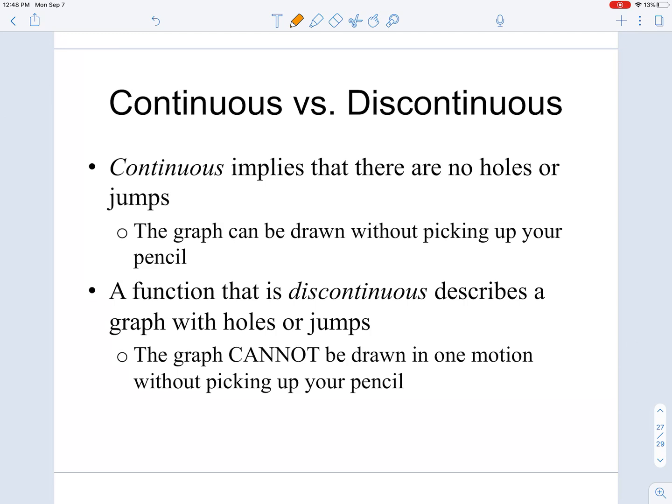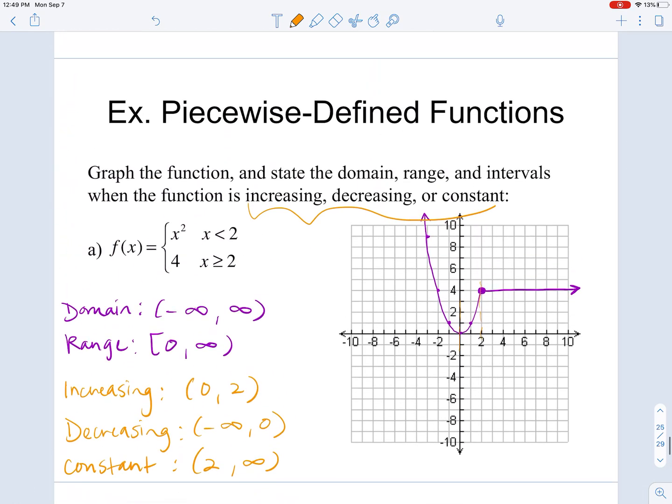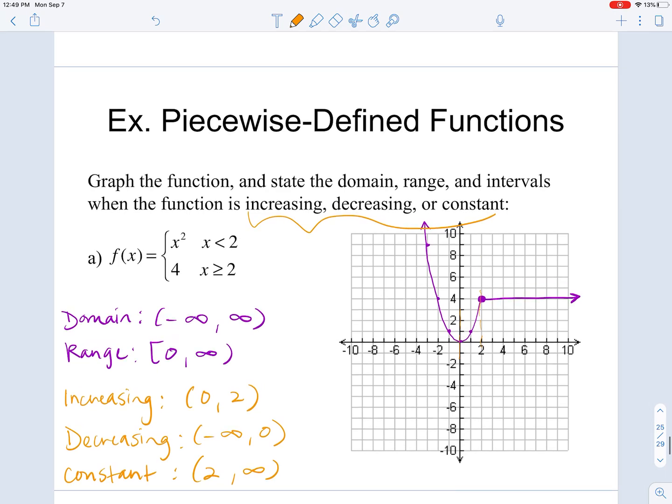Okay, and then the last thing we're going to talk about is continuity, so where a function is continuous versus discontinuous. This will be discussed more in calculus, and you will have a more formal method of determining where a function is continuous or discontinuous. But our definition for now will be that a function is continuous if you can trace the entire graph without picking up your pencil, which implies that there are no holes or jumps in the graph. So this first piecewise would be continuous.